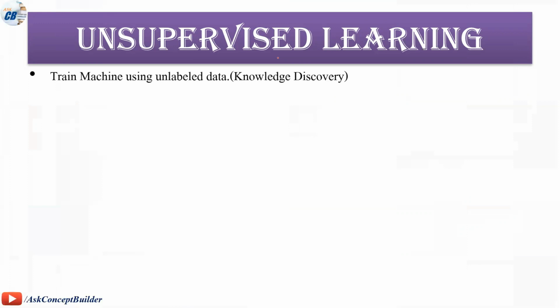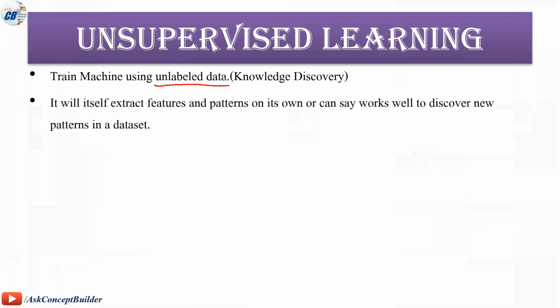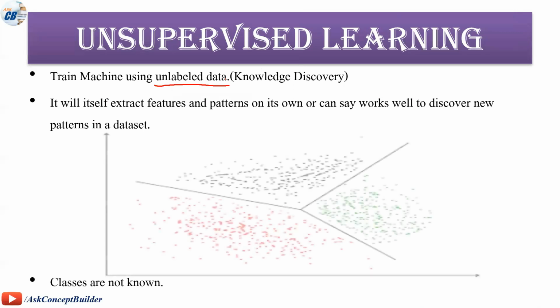Okay, so we are training our machine here using unlabeled data. We do not have any label on our data. So here the machine will itself extract some features or patterns from our data, and then it will group the things, or understand the things. So we can say that it works well to discover new patterns in data. We are not specifying anything here. The machine will itself learn from the data. So classes are not known here.